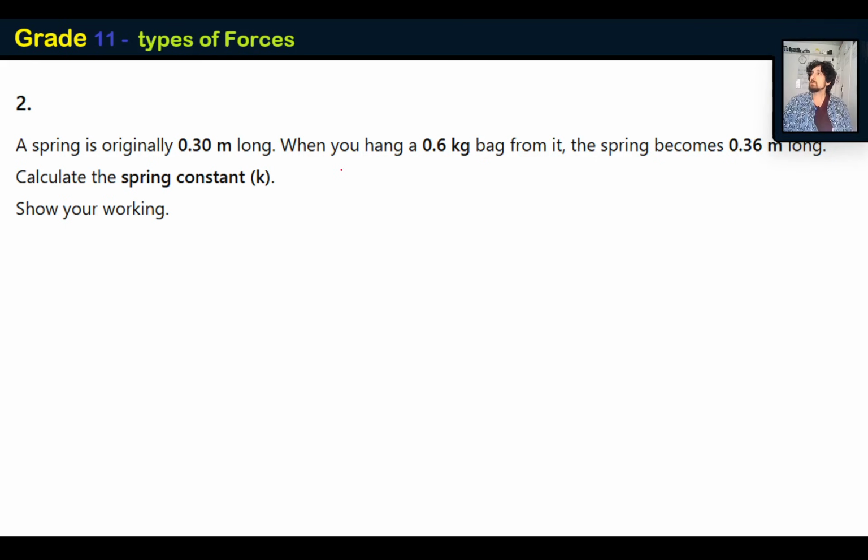Red. A spring is originally, here's a spring. It is originally 0.3 meters long. And then once we hang a 0.6 kilogram bag on it, it becomes 0.36 meters long. And so we need to work out the spring constant. Remember, spring constant is going to be what? It's going to be F = k delta L.